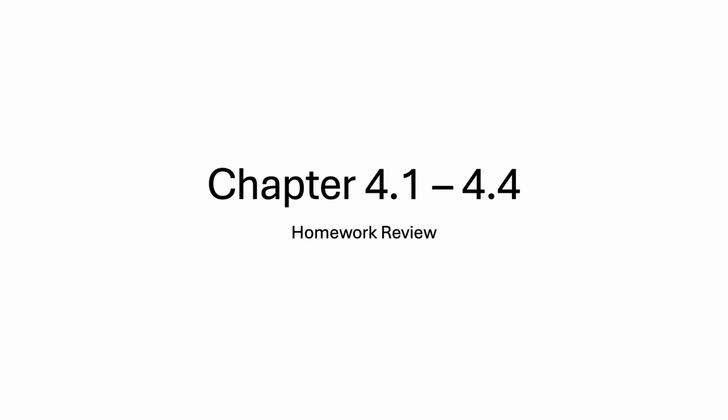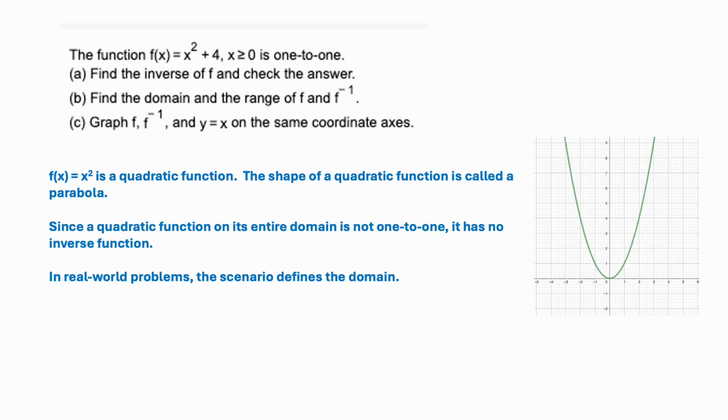I'm going to go over some of the problems we had in chapter 4.1 through 4.4 on your homework. First problem we're going to cover is the function f of x equal x squared plus 4, x is greater than or equal to 0, is a one-to-one function.